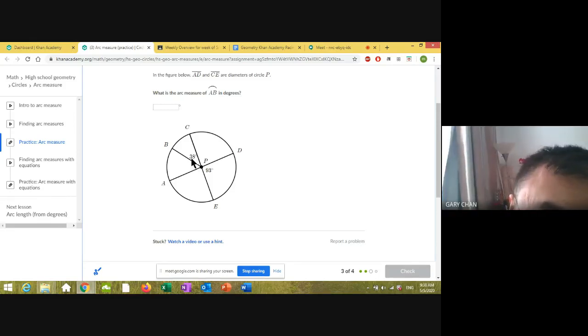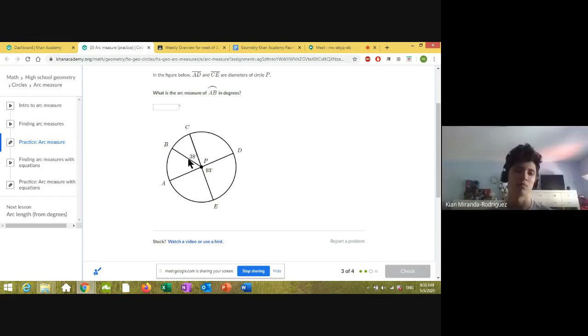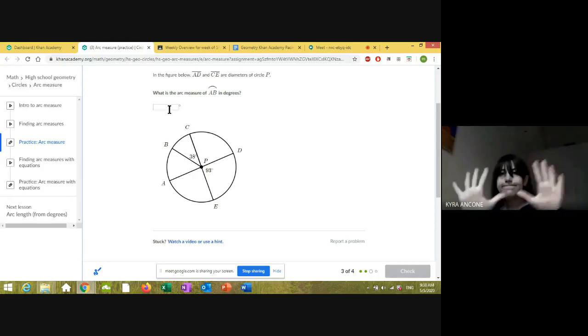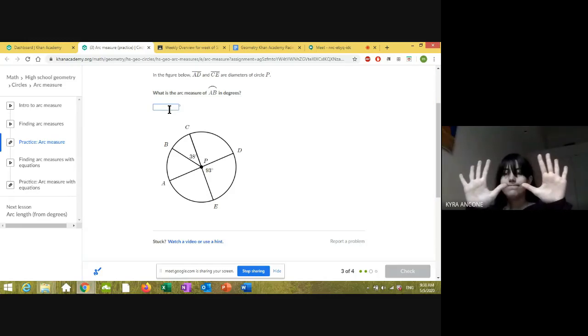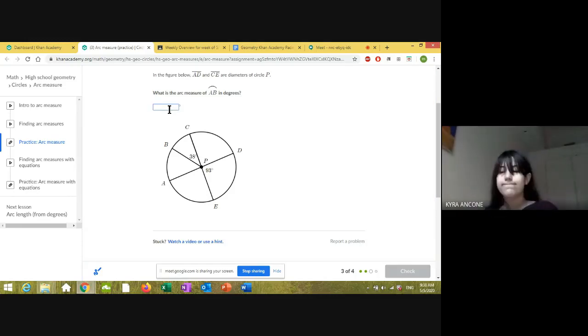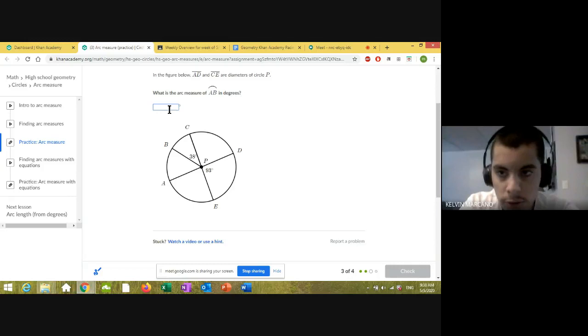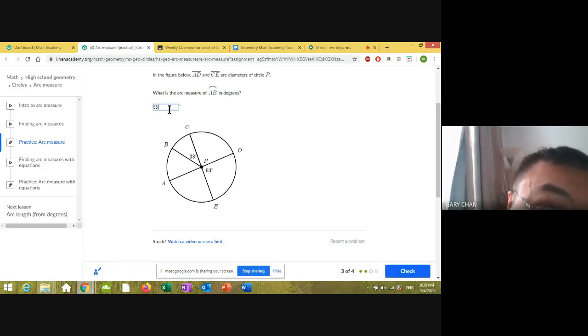So these two added together must add up to 93. You see that, Ken? Okay. So these two added together will equal 93. Calvin, can you tell us what is 93 minus 38? 55, right? Yeah.